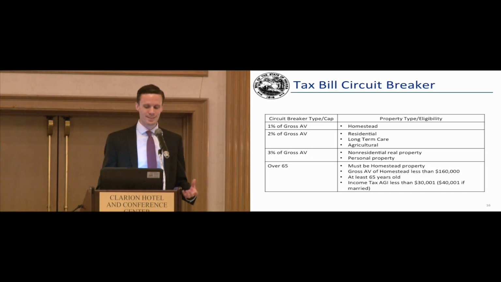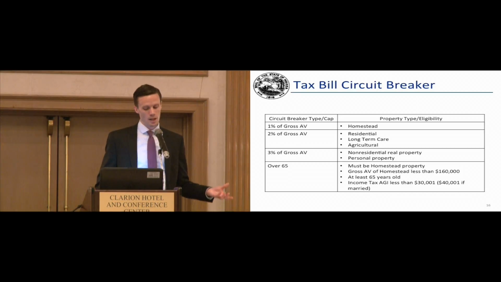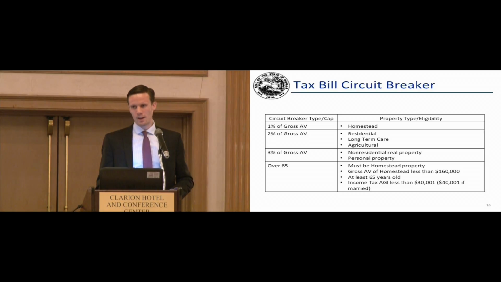That's for homesteads. 2% is residential, long-term care, agricultural, apartments commonly. 3% is going to be commercial purposes. 3% is also going to be for personal property. I should point out while we go, we can make this PowerPoint presentation available if folks would like that for notes.